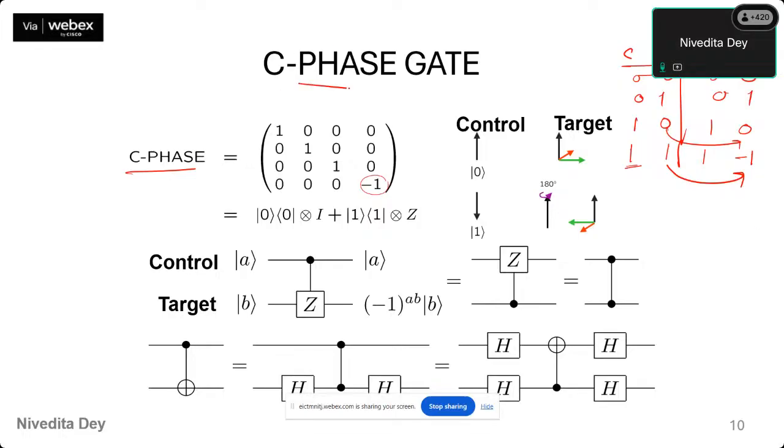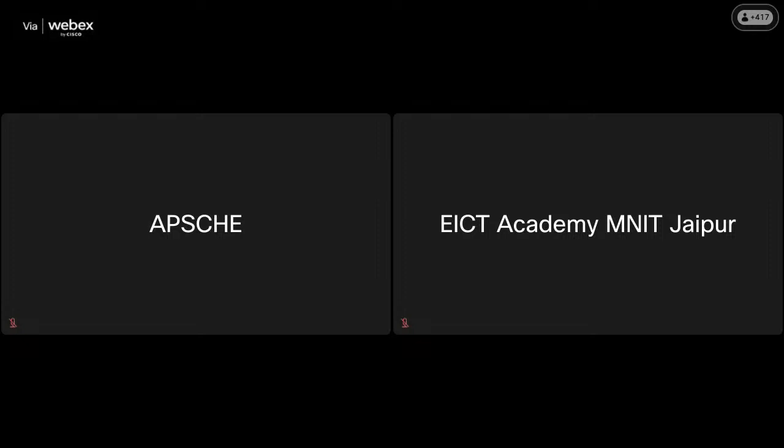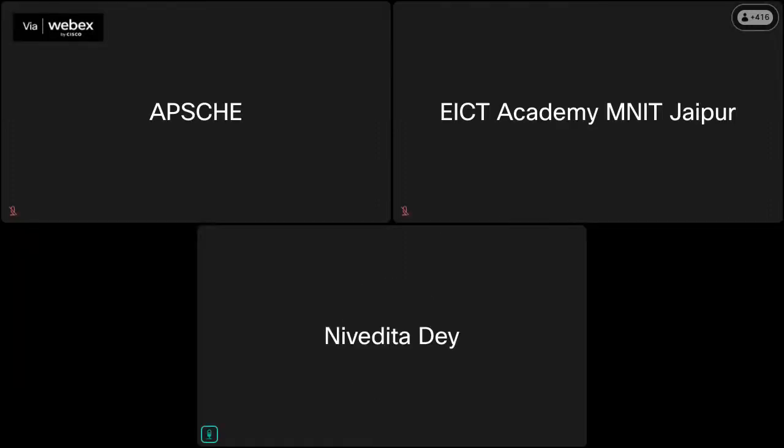That is the phase shift. By what angle? By an angle of 180 degrees. That is the -1, because e to the power i pi is basically cos pi. So that is the C phase gate.